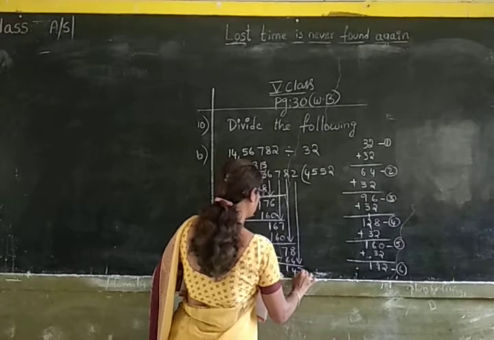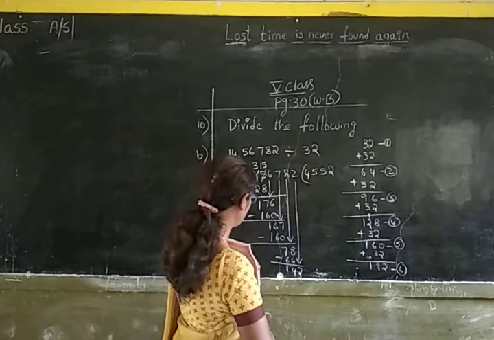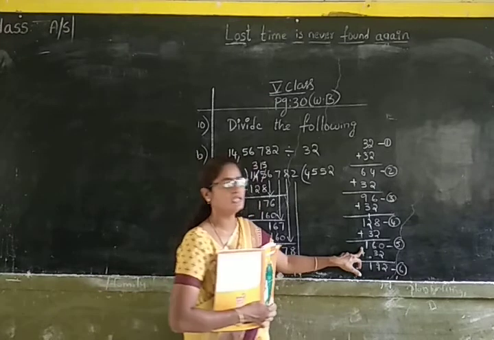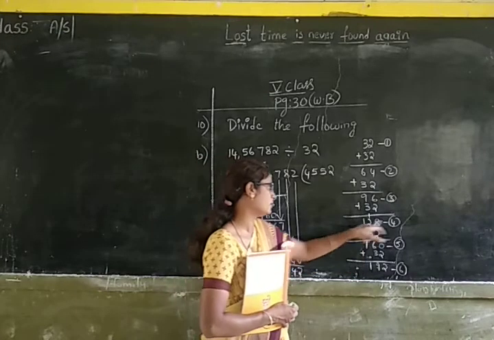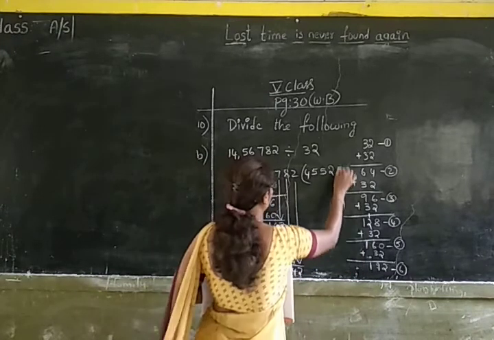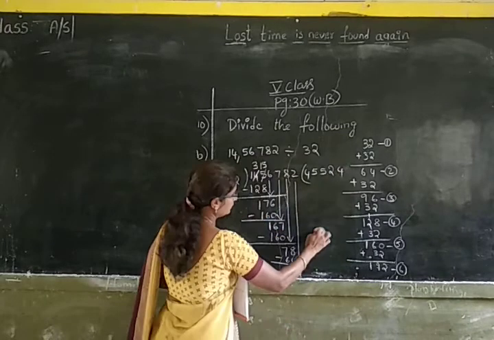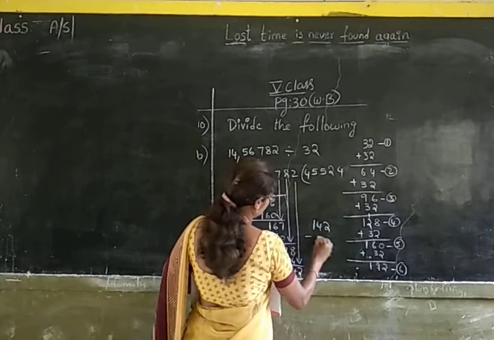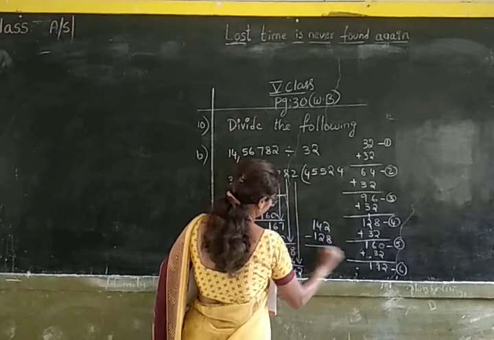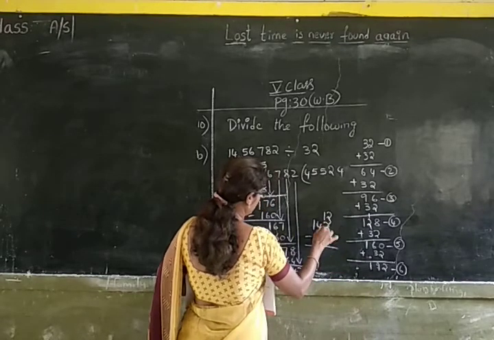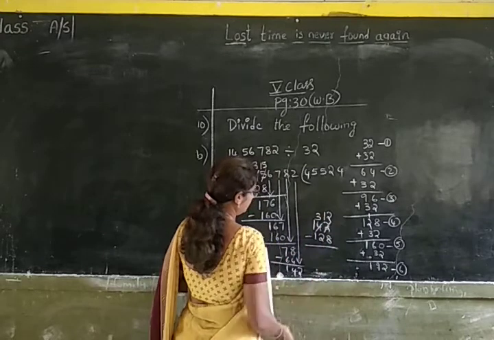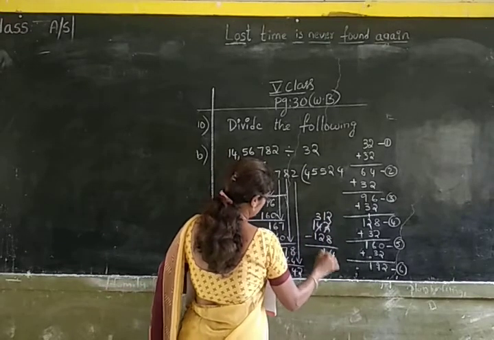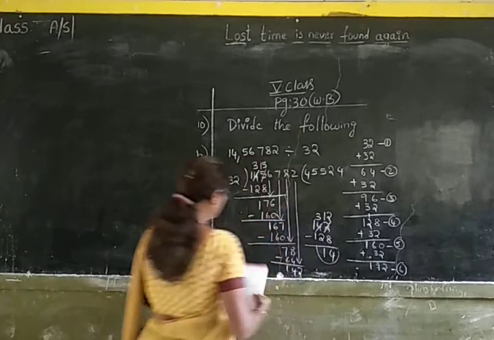Now bring down 2. Let us see how many times 32 goes in 142. If you take 160, it will be bigger. So you have to take 4 times, that is 128. Children, I am doing the subtraction here. 142 minus 128. If you borrow, 2 will become 12 and 4 will become 3. 12 minus 8 is 4. 3 minus 2 is 1. So 14 is the remainder.